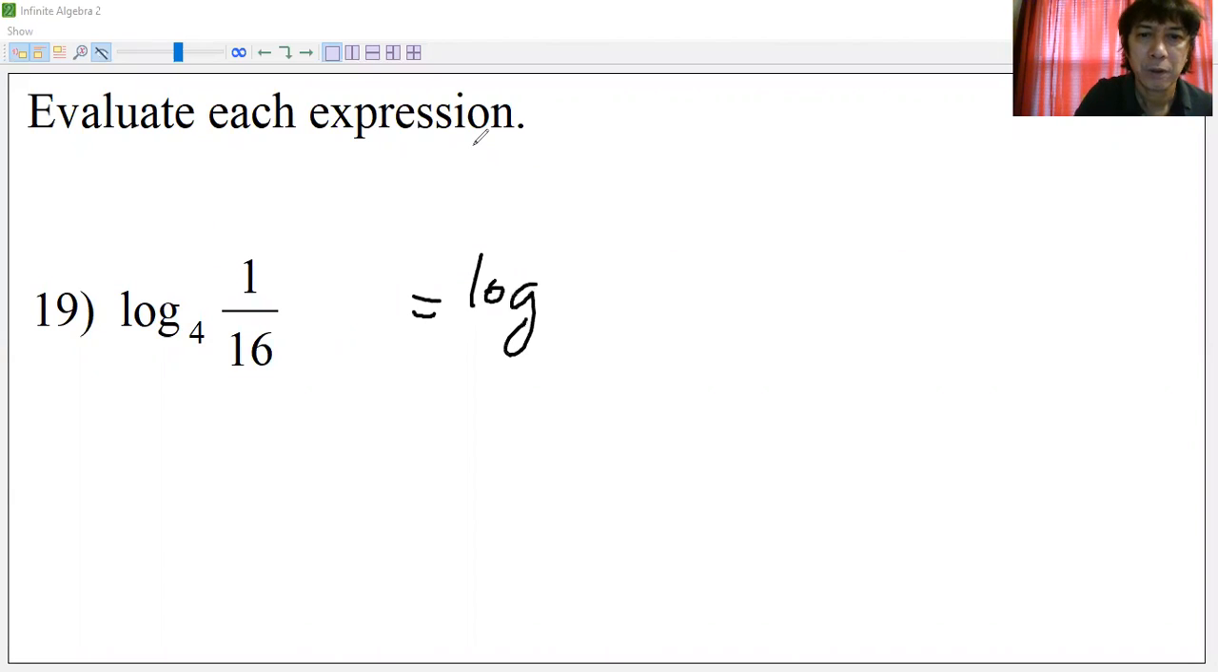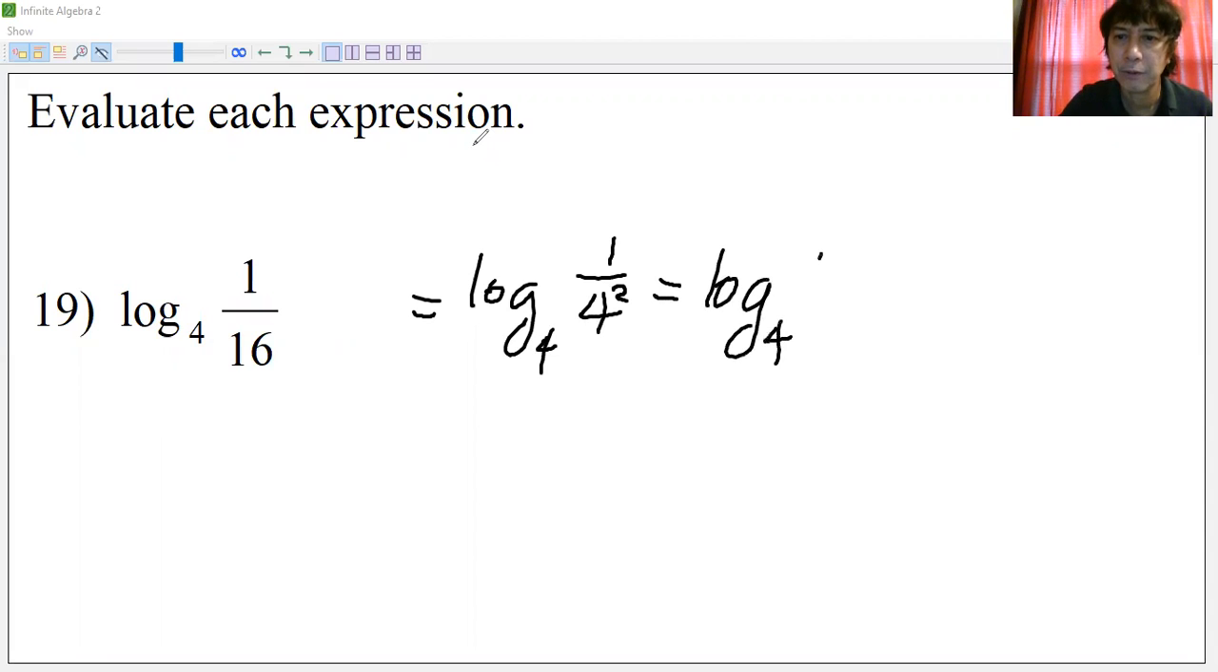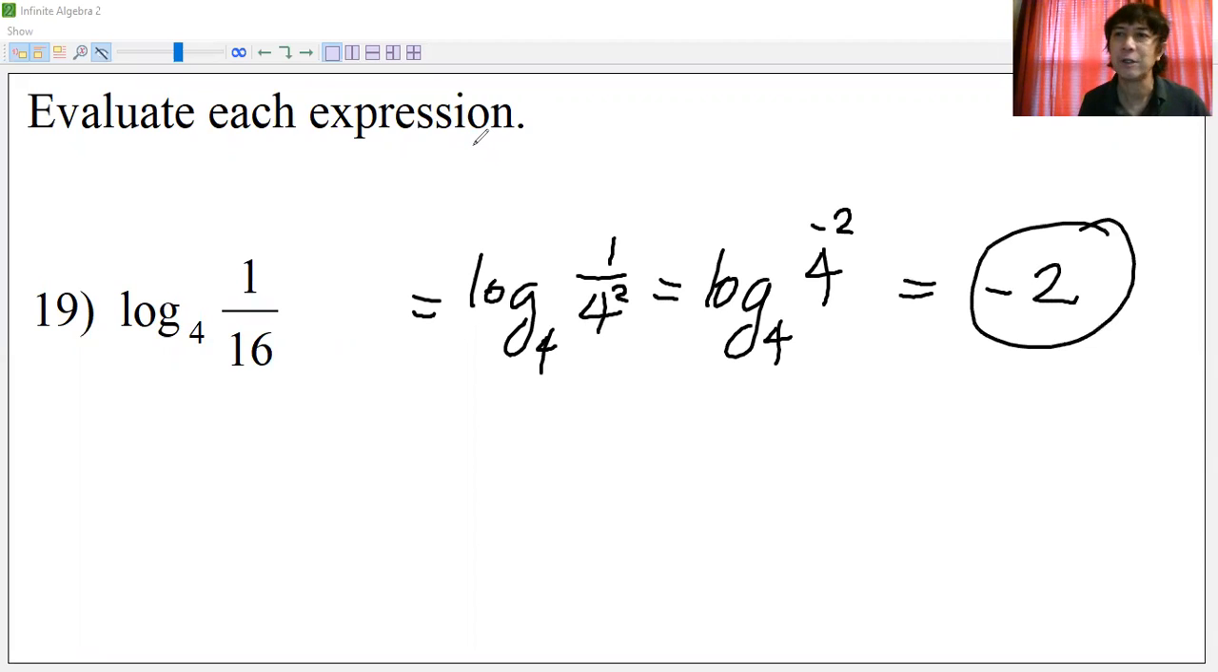logarithm base 4, and this can be written 4 squared there. And so we will have further transformation. You can write this base 4 and then 4 to the negative 2. And we can readily see the answer, negative 2 there. And that's the answer.